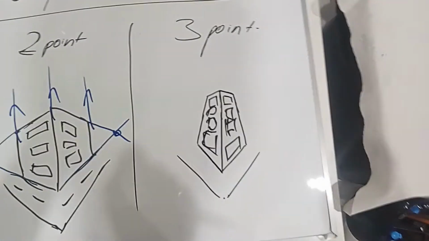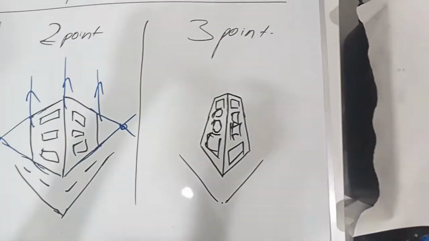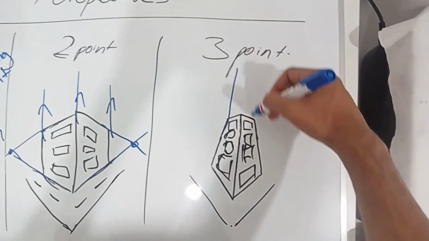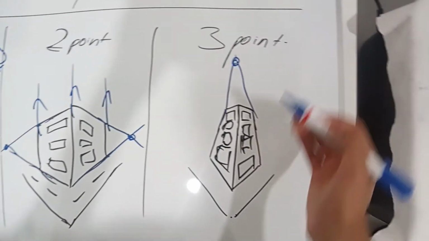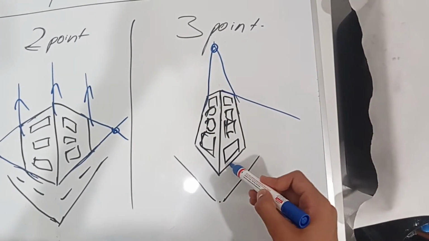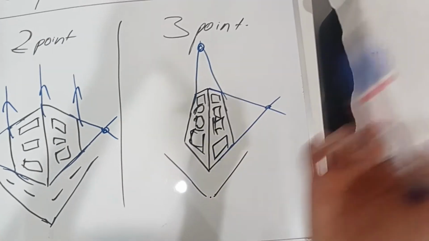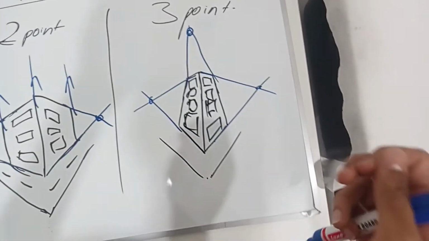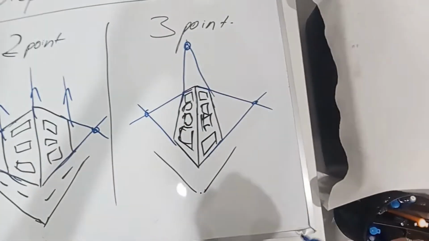Okay, finally 3 point. 3 point is where all three end up going to a vanishing point. So if I was to take the height of the building and extend that, they would end up somewhere here. If I was to take the width of the building, it'd end up here. And if I was to take the length of the building, it'd end up here. So there would be three vanishing points.